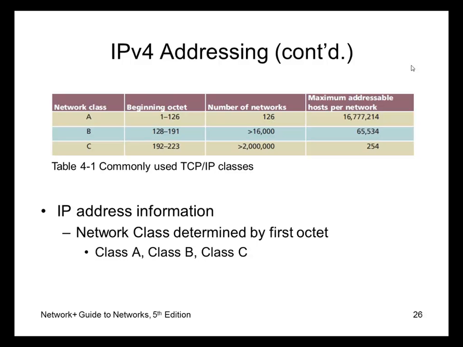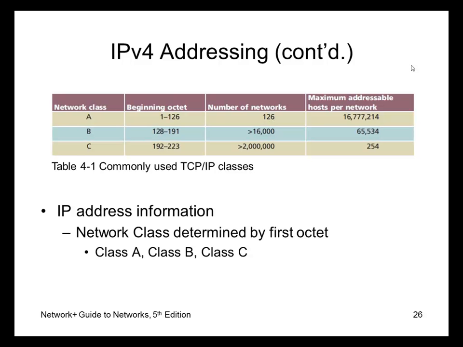No, it means Cox has theirs. They've already got their chunk. It means they can still give you one of theirs. But you cannot go to ICANN and say, hey, can I have an IP address? And they'll be like, oh, dude, we ran out like a year ago. So, it's true, we're out. So, it's determined by the first octet of the address, A, B, or C.